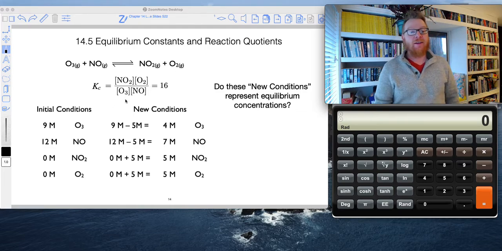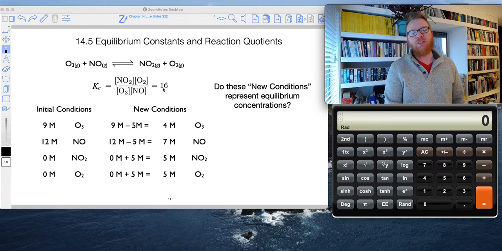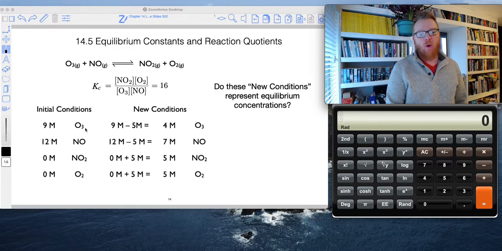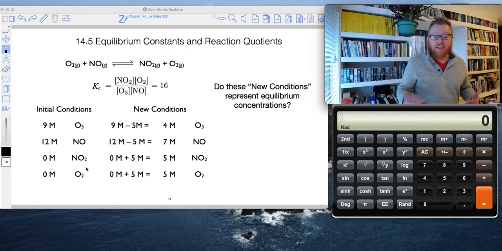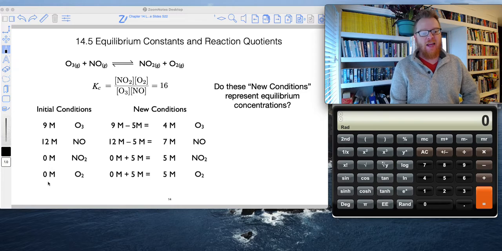Here we can write the equilibrium expression for that: products divided by reactants. And suppose the equilibrium constant for this equals 16. Now if we set up some initial conditions, we're starting initially with 9 molar ozone, 12 molar nitrogen monoxide, and 0 molar of our products. So we're doing this like a traditional chemistry reaction, starting with all reactants and no products.